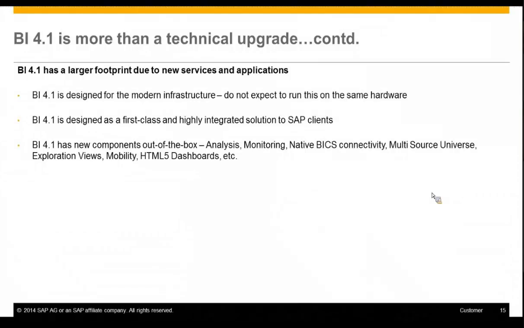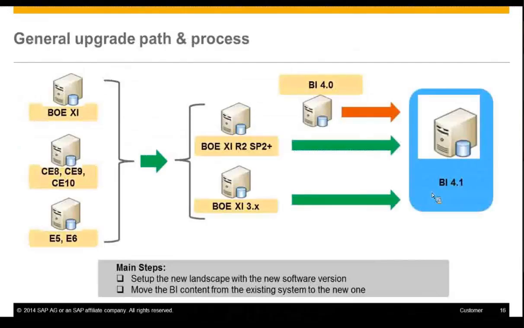So 4.1 has a lot of new components out of the box. For example, you have analysis, monitoring, and native Dex connectivity, and all of this is aimed at helping customers improve productivity and efficiency in maintaining and administering the BI 4.1 platform. And the next thing is how do you migrate or upgrade, right? These are typically the upgrade paths and process that are out there today.